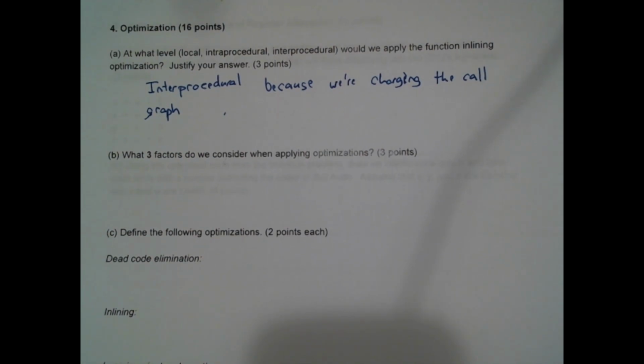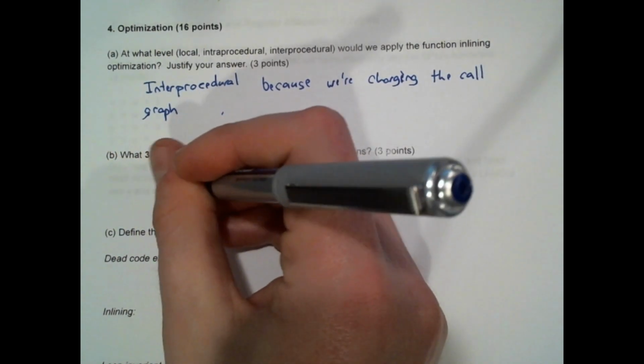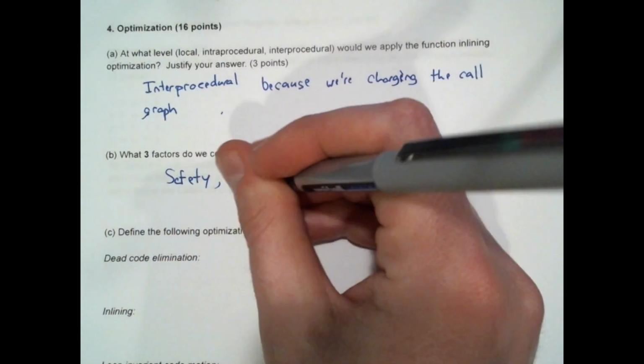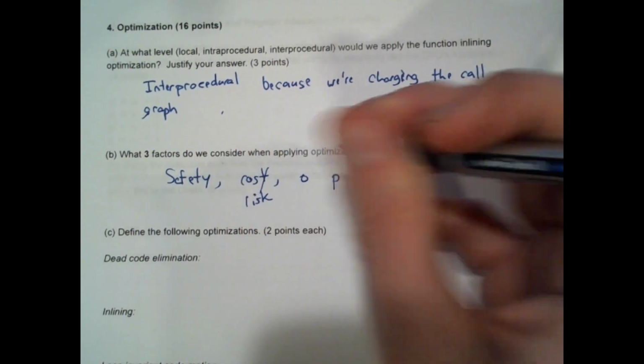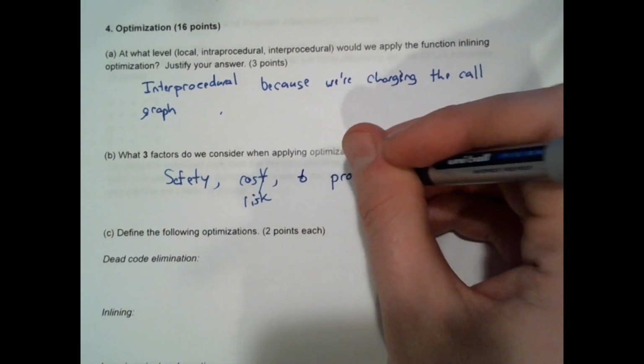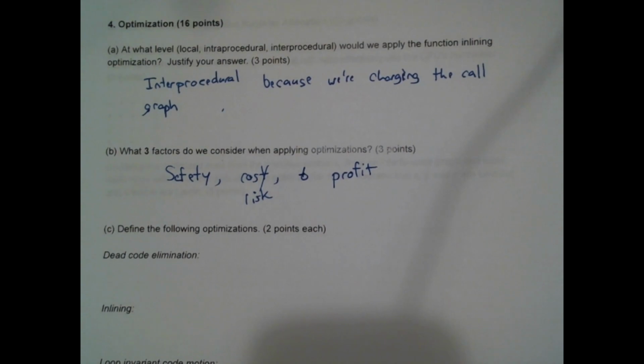What three factors do we consider when applying optimizations? So there's safety, cost, or cost/risk, and the last one is profit. So roughly the same as if you're investing or something like that, right? We're making sure that it's safe to apply this optimization. We want to know what the risk is. So for example, loop unrolling increases the amount of code we have, or function inlining might increase the register pressure. So that's the risk, and the profit is that we don't have to make a function call, or we can do two things at once on a superscalar processor, right?